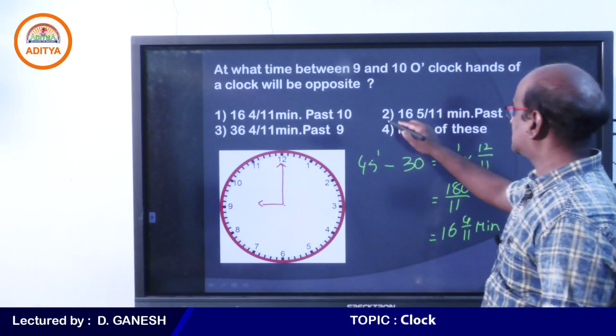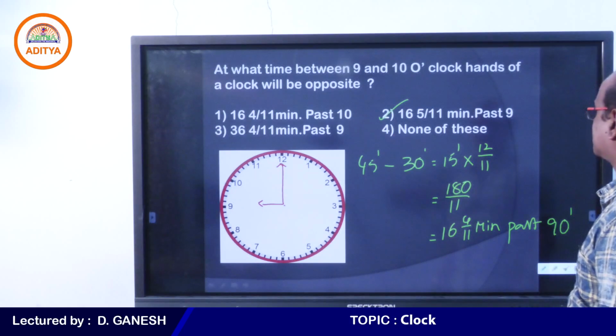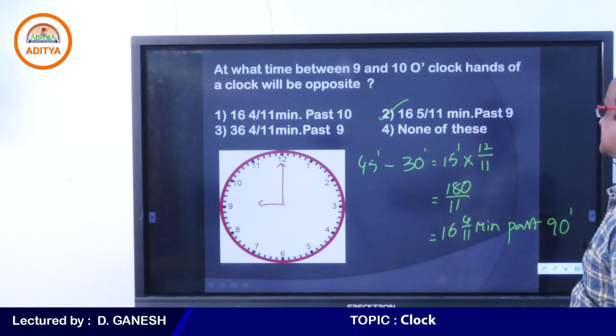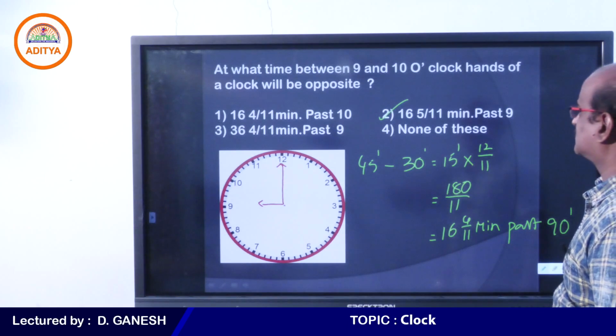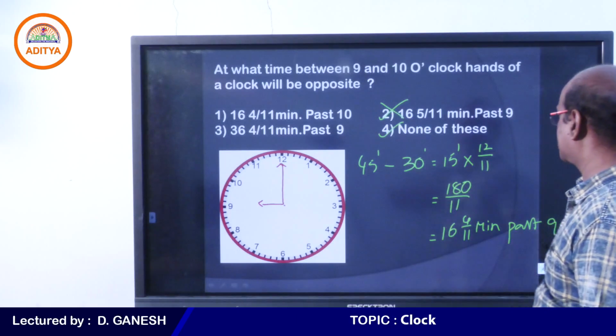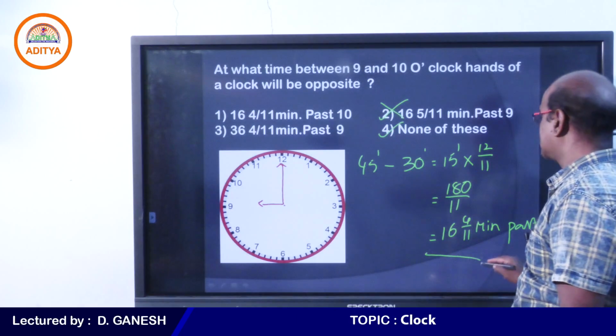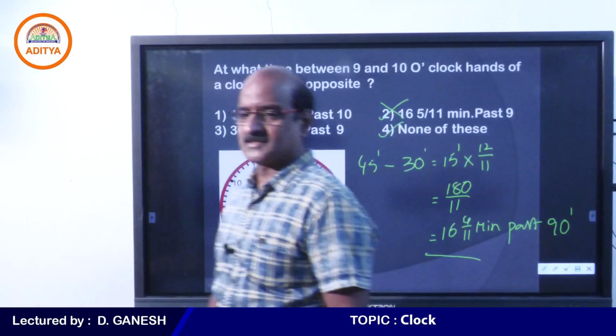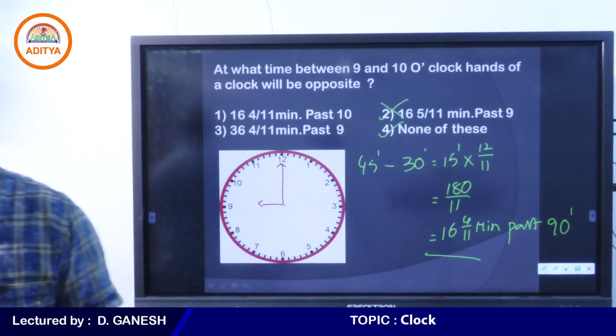Therefore, your answer must be the second option. 16 4/11 minutes. Oh sorry, it is given 5, therefore it is not even the second option, therefore the fourth option. Your answer must be 16 4/11 minutes past 9 o'clock.